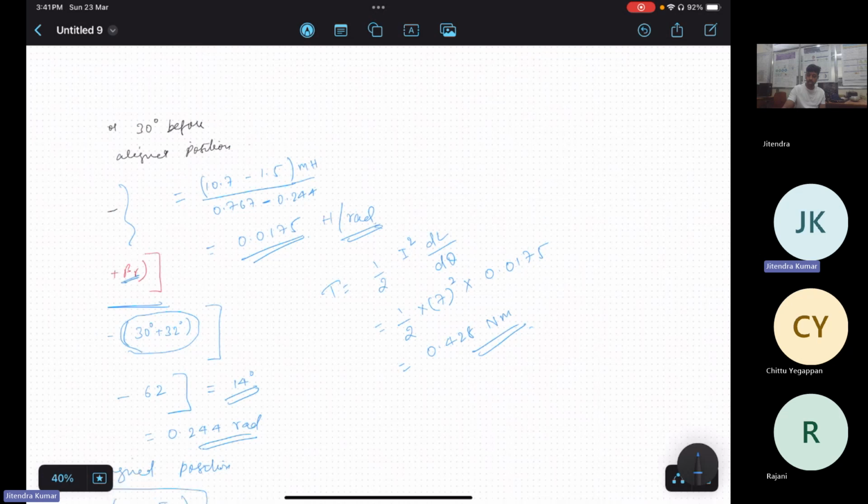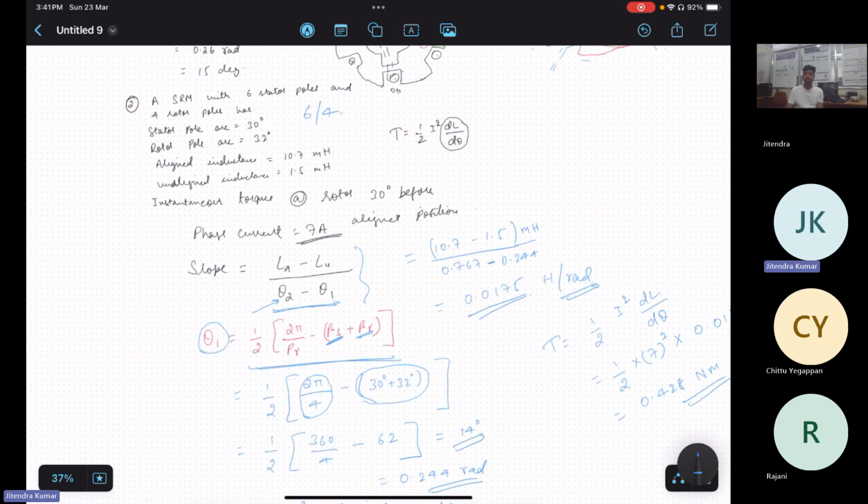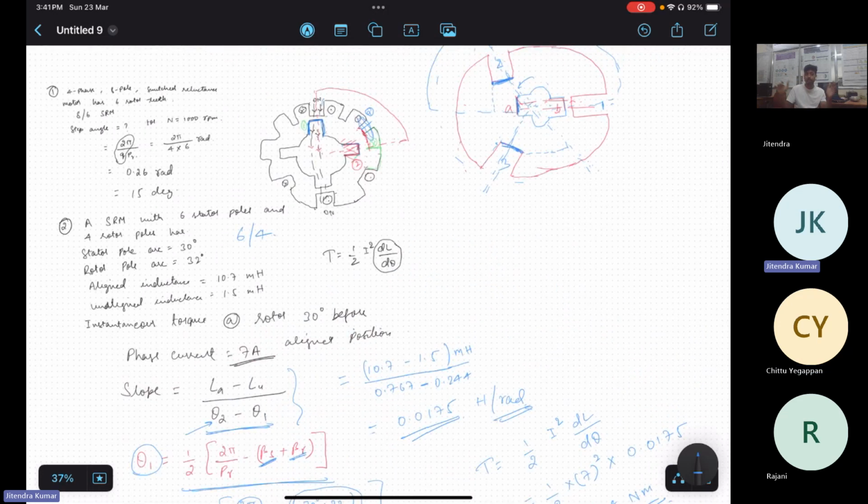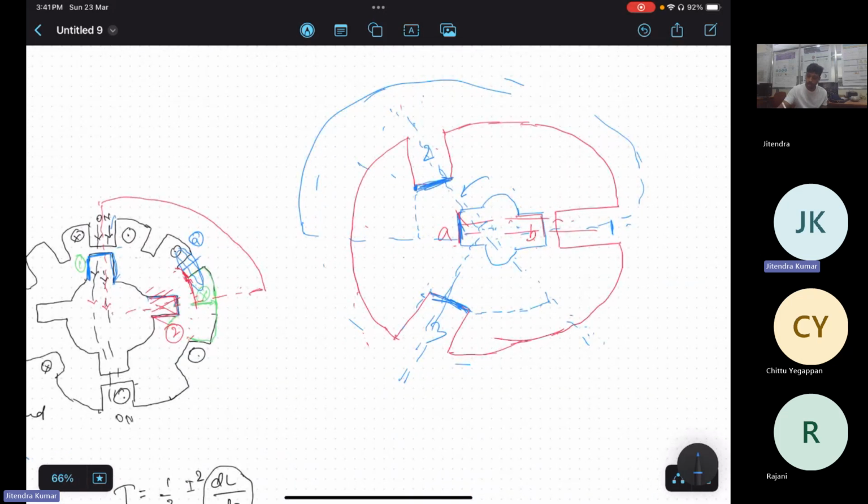Any final doubt in this part? A span means how much it is spread over the phase, how much is the distance between the rotor poles, the rotor pole pitch. If you reduce the unaligned position from that, you will get the span of the aligned position, in terms of degrees or radians.